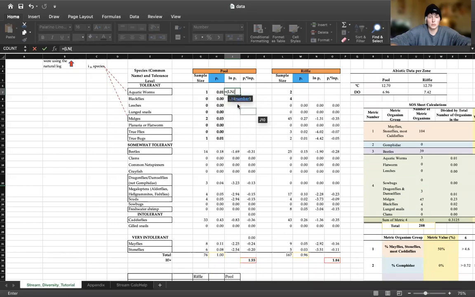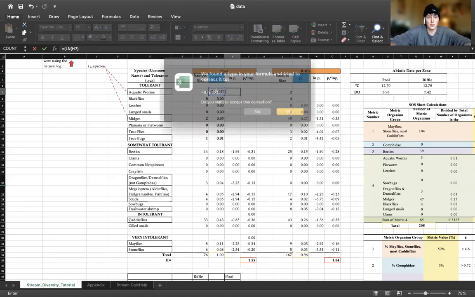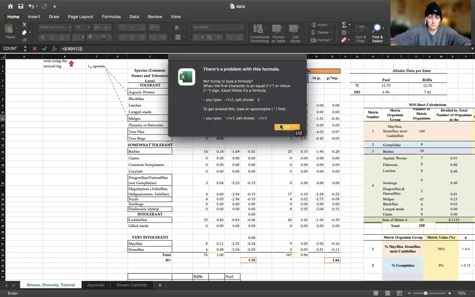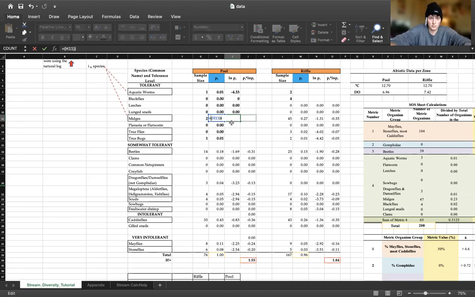Which you can put into Excel like that, and just take the natural log of P sub I. For those species that we did not see, the natural log of P sub I is also going to be 0. Okay, just taking the natural log of P sub I again.